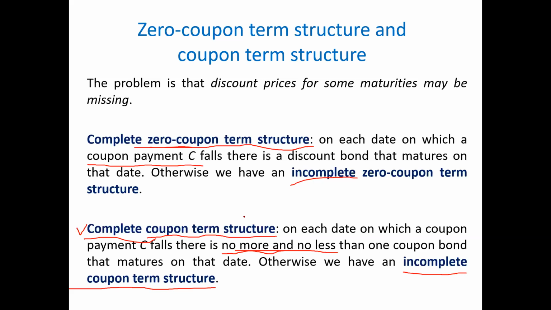And my question to you is, let's discuss the UK, for example. Okay, probably it will be even easier: let's discuss the Russian Federation government bond market of OFZ. So what can you say about its zero coupon term structure? How would you describe the zero coupon term structure for the Russian OFZ market? Complete or incomplete?